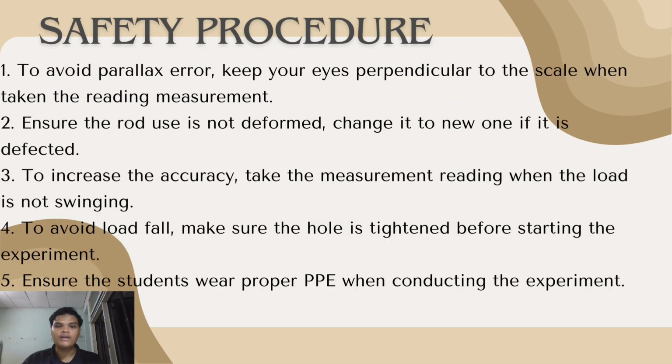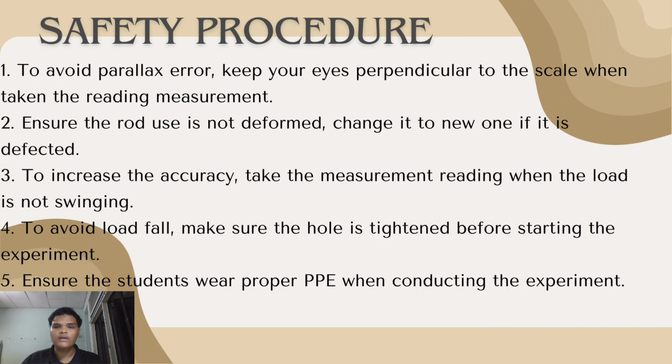There are 5 things that we need to take into account in the safety procedure. The first one is, to avoid parallax error, keep your eyes perpendicular to the scale when taking the reading measurement. The second one is, ensure the rod used is not deformed. If it is deformed, change it to a new one.